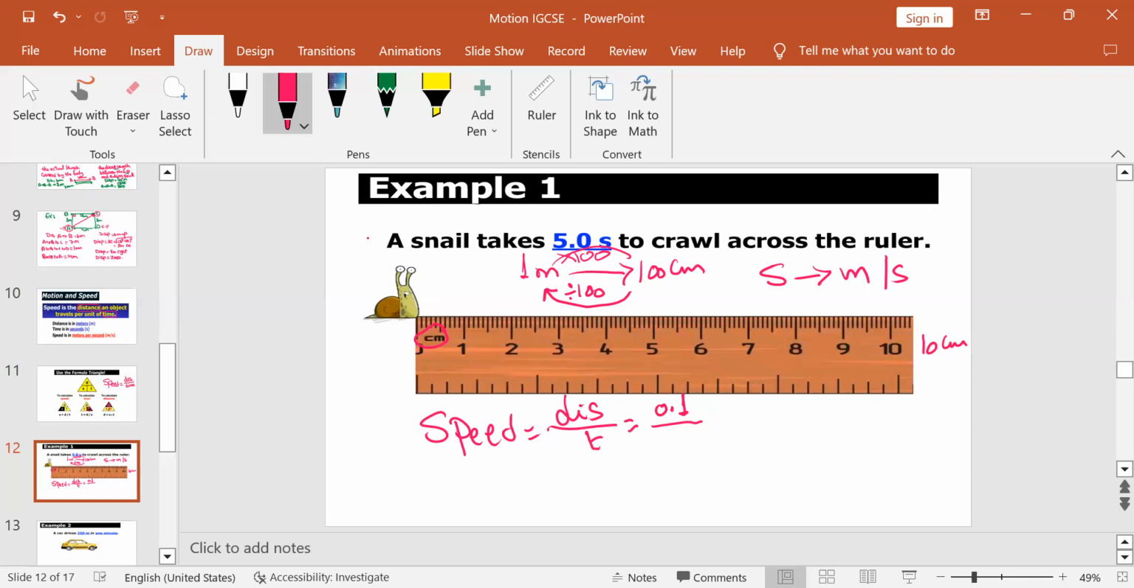Over the time. Where is the time here? The time is 5 seconds. So the answer will be, use your calculator to find the answer. Give me a second to get my calculator. Okay, take your time.